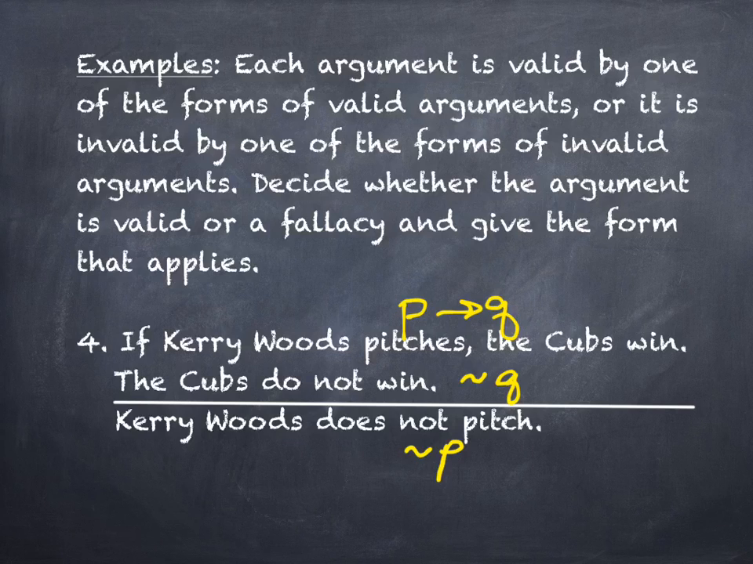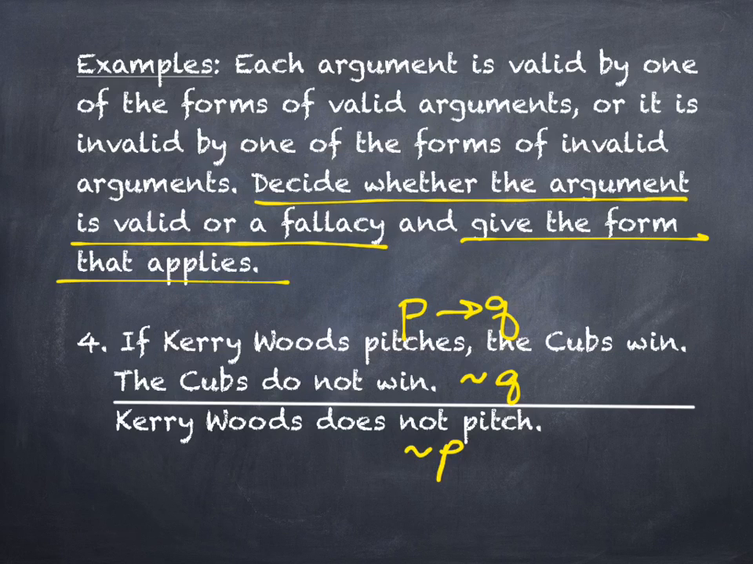I'm not going to flip back on mine because you wrote them all down. Which one was it? Which one does it match? Modus tollens, right? That's the one it matched. The directions say decide if the argument is valid or invalid, and then give the form that applies. You have to do 2 things. You have to decide if it's valid or a fallacy. This one is valid. And then you have to claim why you know it's valid based on one of those forms. The form that it matches is modus tollens. So this is valid by modus tollens.